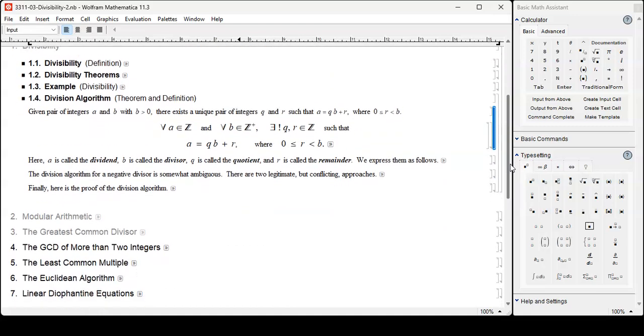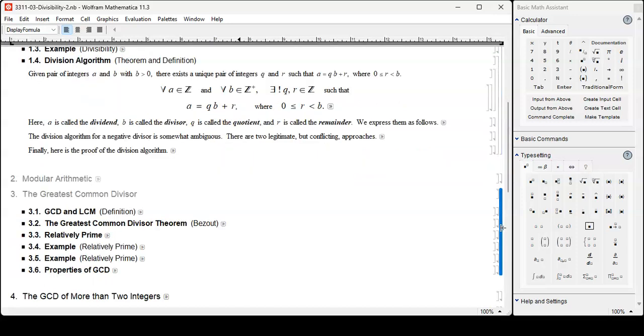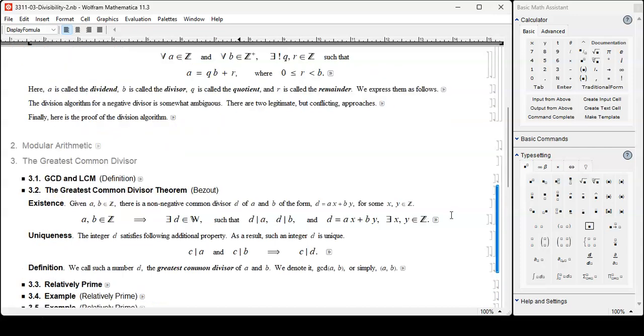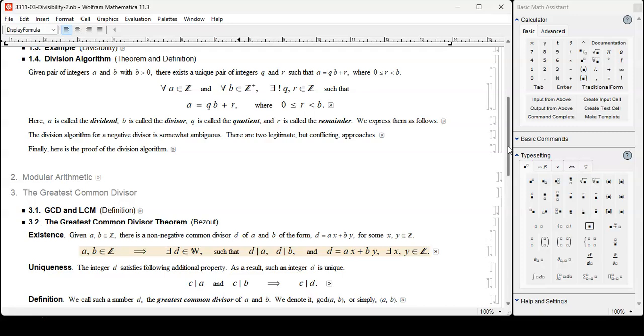Remember this? Such that. And then Bézout's theorem on the greatest common divisor. This one right here. Remember this? Now, do you remember the proofs?